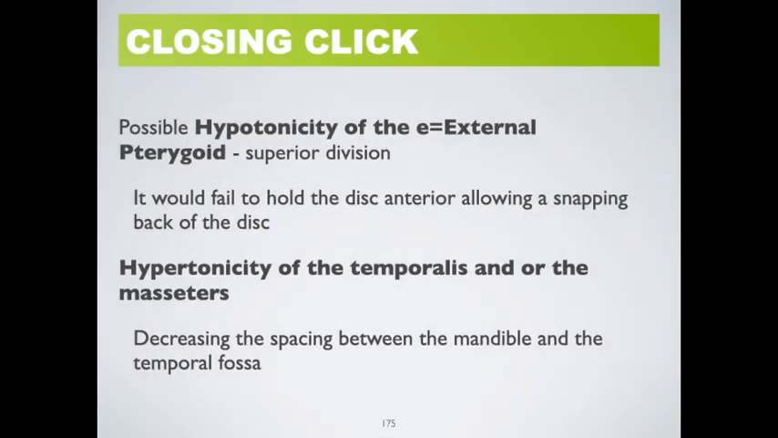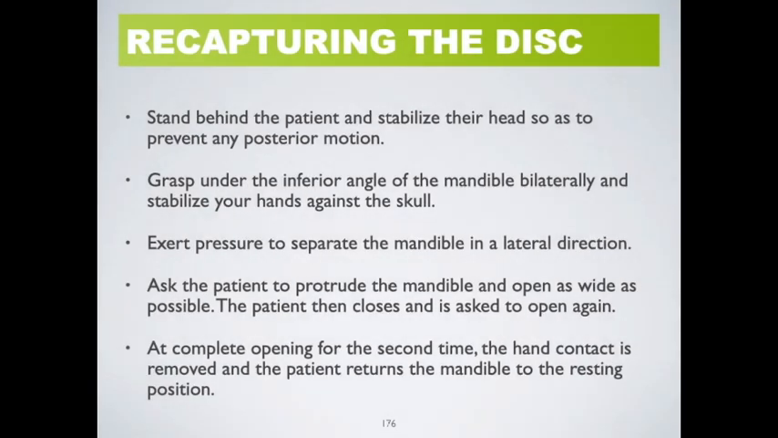A closing click usually is an external pterygoid problem, usually the superior division. That's the muscle that manages and tethers the disc as the jaw is moving back and forth. And there's a manipulation technique I use that I'll teach that is really good at kind of resetting that disc. So this is the protocol for recapturing, but like I say, we'll leave that for the workshop.